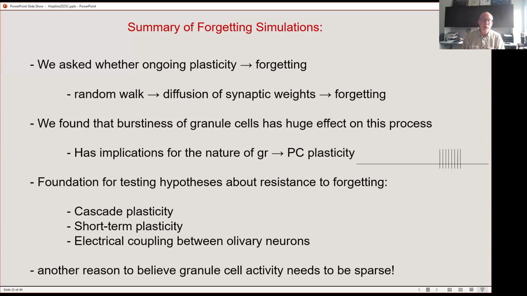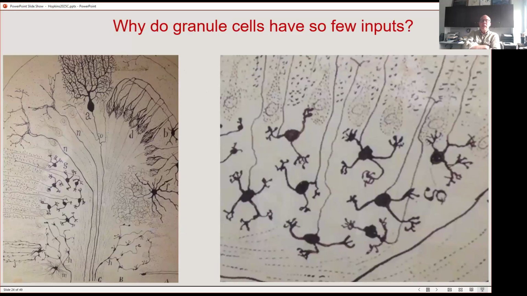So that's forgetting. Let me completely shift gears now and give you a very brief version of another project that we've been doing. And I have to say, this started as a simulation project, and we discovered that we could get plenty done with just math.